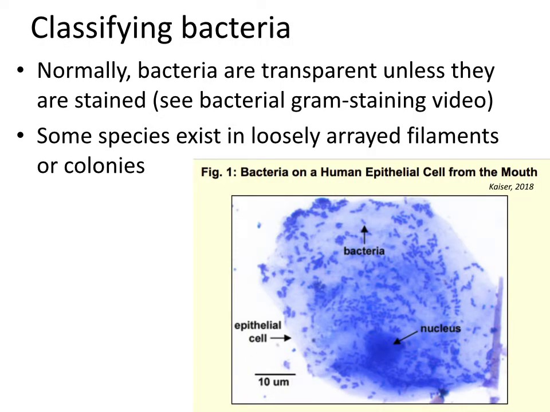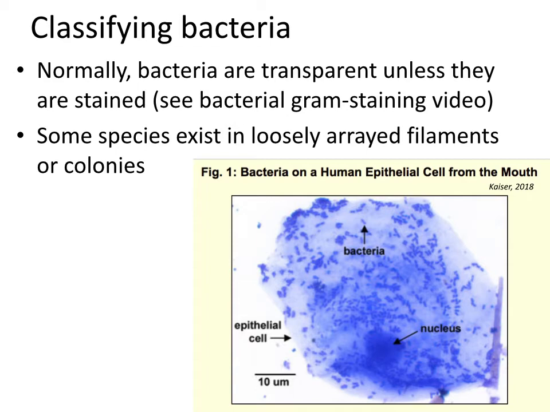Now we are going to discuss how to distinguish and classify different bacterial forms. Normally, bacteria are transparent unless they are stained. Please refer to the bacterial gram staining video for more information on this process. Some species of bacteria exist in loosely arrayed filaments or colonies. In the figure on the bottom right, you can see bacteria on a human epithelial cell. It is helpful to understand the relative size of bacterial cells by comparing them with eukaryotic cells and the nucleus in this image.